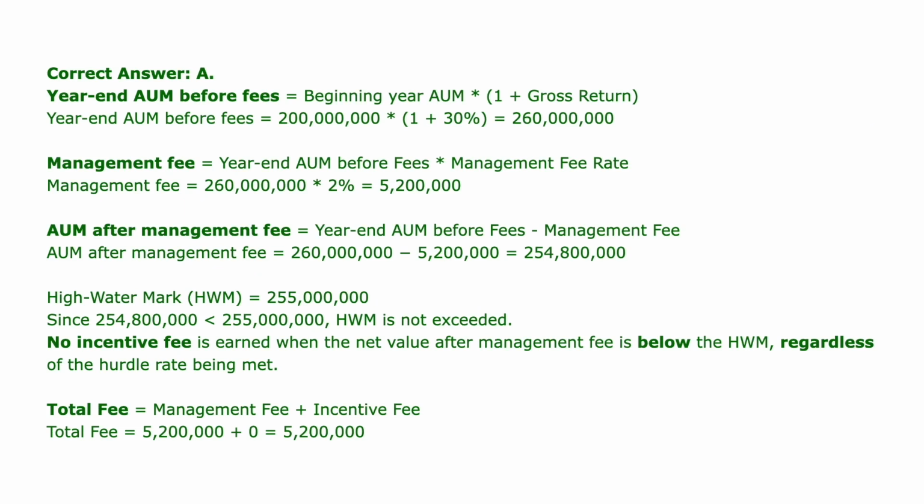High water mark rule, HWM, blocks incentive fees unless net AUM after management fees exceeds the prior peak. Management fee is deducted first from year-end AUM. Even with strong gross returns, or hurdle rate met, no incentive fee is paid if AUM after fees is below the HWM. This ensures managers only earn performance fees when investors' net value truly surpasses previous highs.